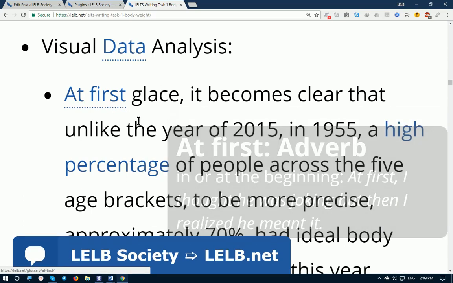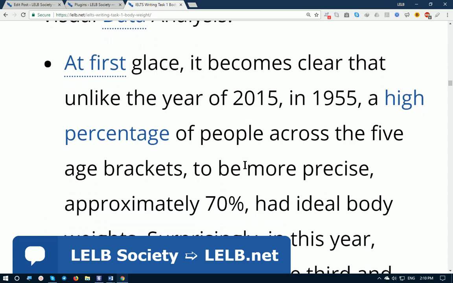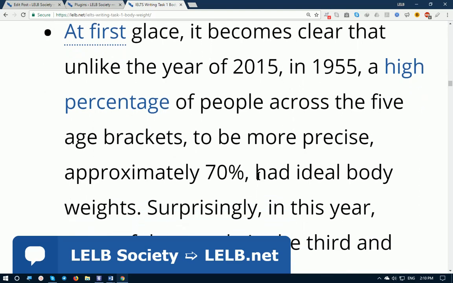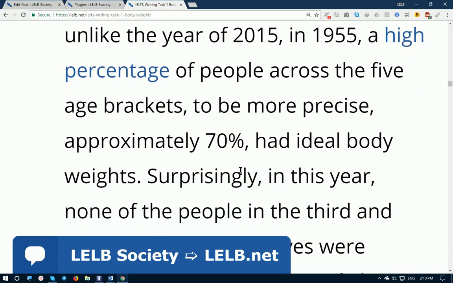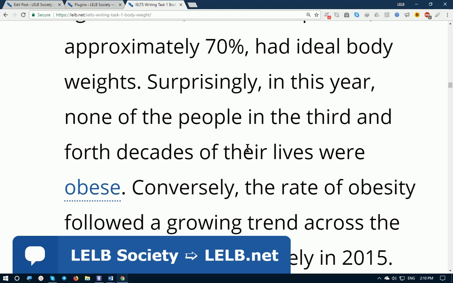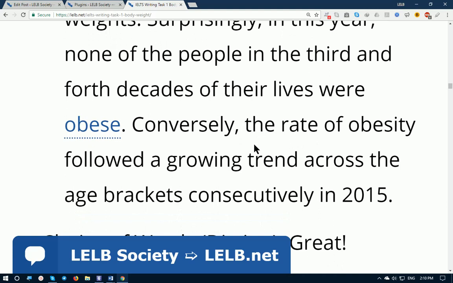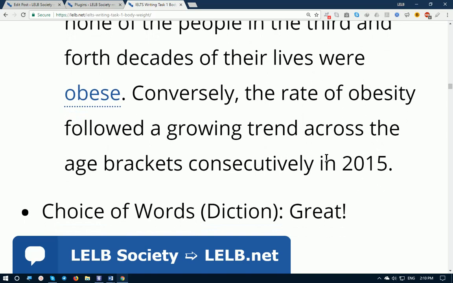At first glance, it becomes clear that unlike the year 2015, in 1955 a high percentage of people across the 5 age brackets had ideal body weights. To be more precise, approximately 70% had ideal body weights. Surprisingly, in this year, none of the people in the third and fourth decades of their lives were obese. Conversely, the rate of obesity followed a growing trend across the age brackets consecutively in 2015.